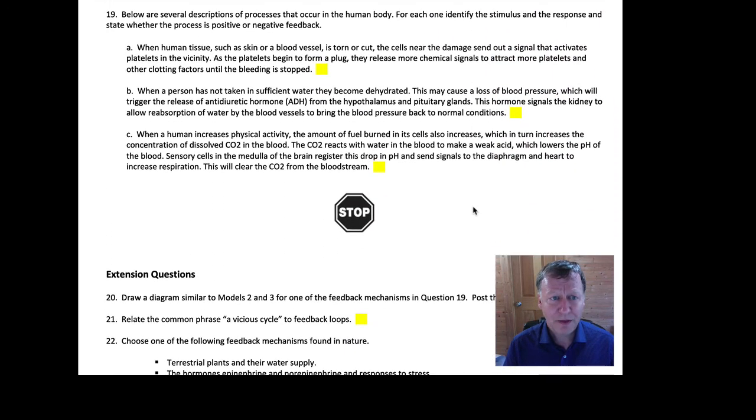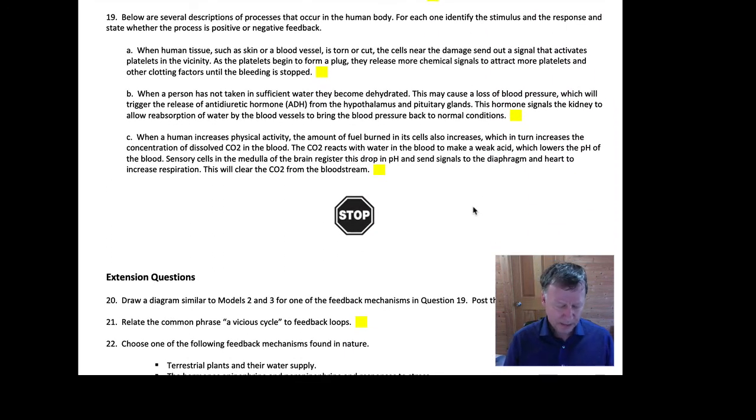So here we've got three situations, A, B, and C. As we go through these situations, try to figure out whether positive or negative feedback loops are at play. Let's start with A. When human tissue, such as skin or a blood vessel, is torn or cut, the cells near the damage send out a signal that activates platelets in the vicinity. As the platelets begin to form a plug, they release more chemical signals to attract more platelets and other clotting factors until the bleeding stops.